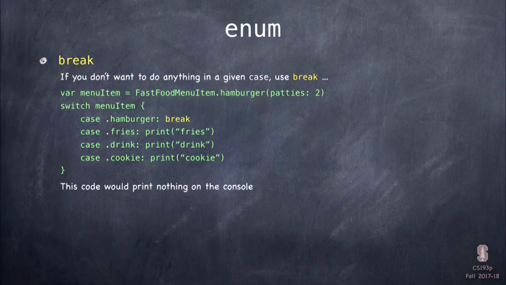All right, so if you have one of the cases and you don't want to do anything, you can just break. Break means break out of this switch. So that's a way to do nothing in this case. So right here, this code would print nothing, because the hamburger case, the menu item is a hamburger with 2 patties, and that hamburger case does nothing, so it would just break out and do nothing.